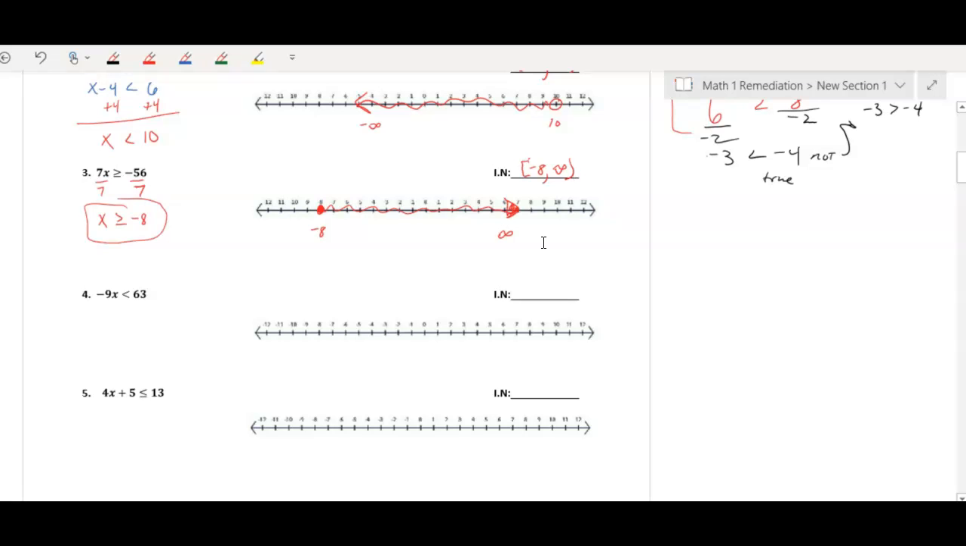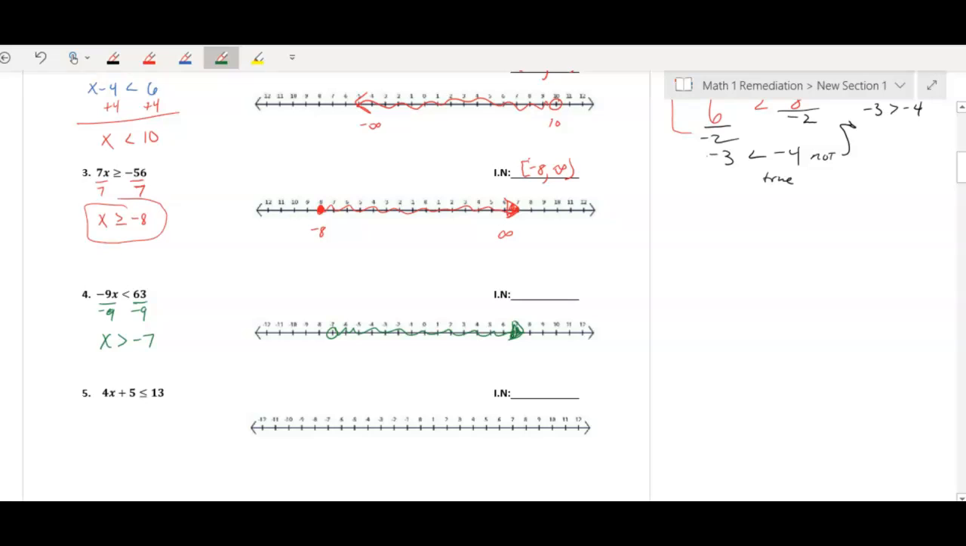Number 4. Now, here, I'm going to go ahead and divide by negative 9. Because I'm dividing by a negative, I know I must flip that inequality sign. Now x is greater than negative 7. So now I know I'm going to have an open circle on negative 7, and I know I'm going to shade to the right.